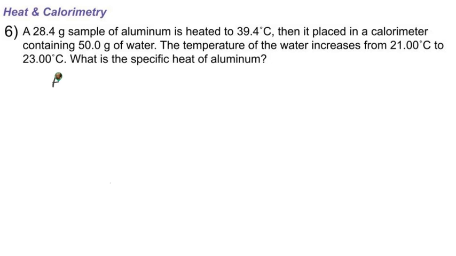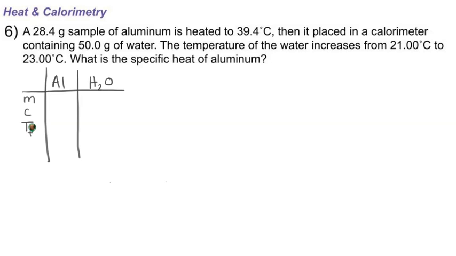We have some aluminum, we have the water, and we're going to have a series of values for each of these things. We'll have M, C, T final, T initial, which from there we'll be able to calculate out the delta T. So now that we have a place to organize our information, let's start looking through the problem.